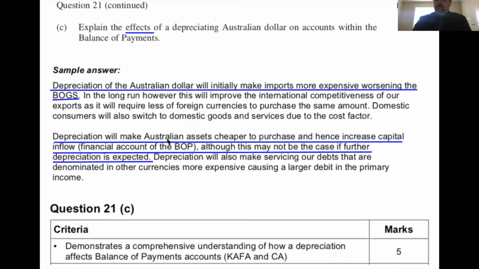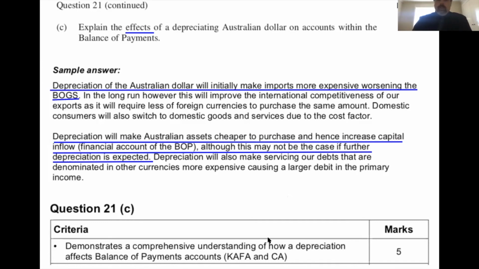So that's on the financial account of the balance of payments, so a different component, although this may not be the case if further depreciation is expected. So we've got a little bit of in-depth analysis there. A depreciation will make our servicing of our debt, our servicing costs, in their denominating currencies more expensive, causing a larger debit, which is our major problem with our primary net income.